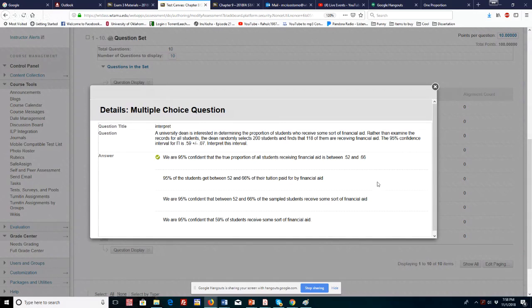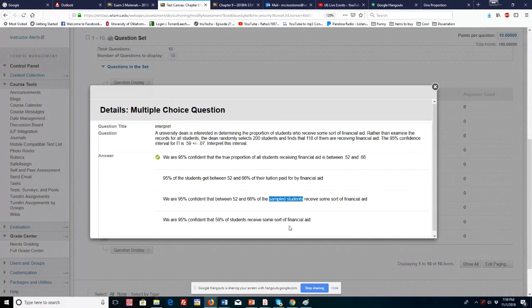We are 95% confident that between 52 and 66% of the sampled students receive some sort of financial aid. That statement is incorrect because confidence intervals refer to the population parameter, and this is talking about sampled students. We know what our sample got. We're trying to estimate the population parameter with our 95% confidence interval.